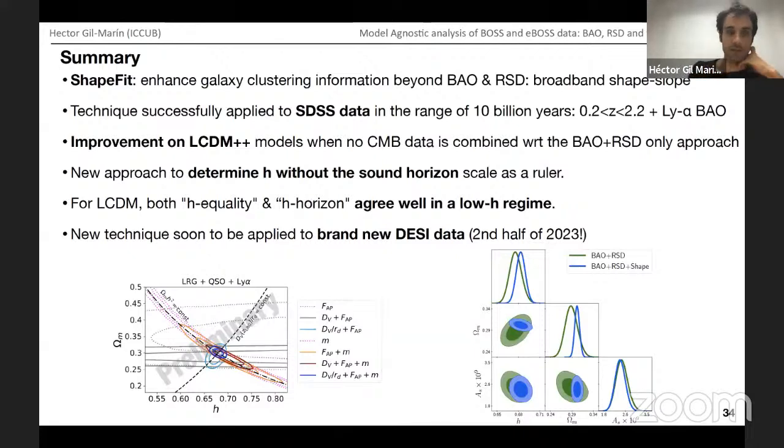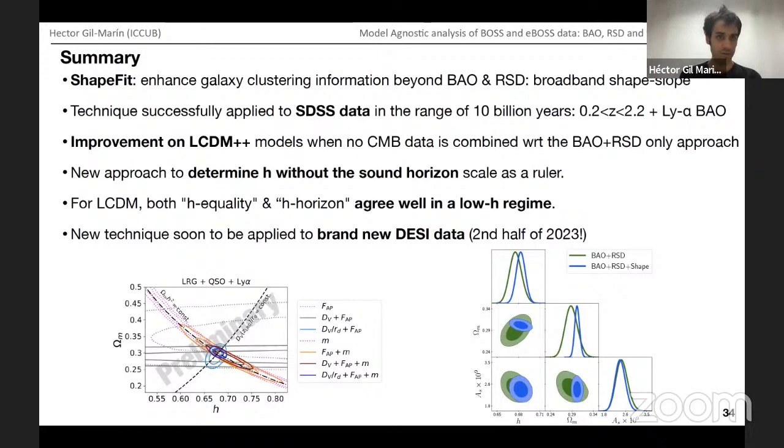So let me go very quickly through the summary. I have presented ShapeFit, which enhances the galaxy clustering information beyond the physics of BAO and RSD. The information content is essentially coming from the broadband shape slope. This technique has been successfully applied to SDSS data in the range of 10 billion years, from redshift 0.2 up to redshift 2.2, including higher redshift coming from Lyman alpha BAO. And there are improvements on extensions of lambda CDM models when no CMB data is combined, with respect to what you get from using only BAO and RSD information.